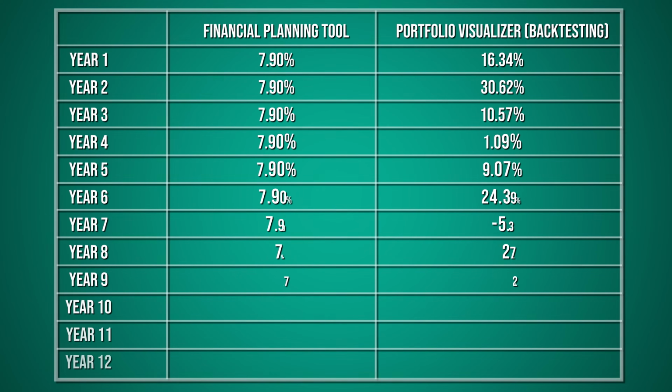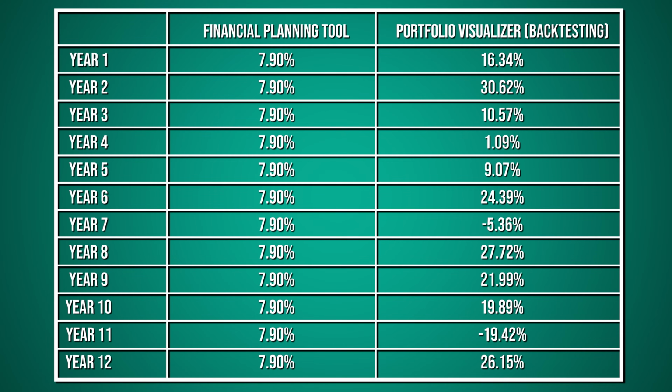Now, there's a second problem in financial planning tools related to investments, and that's the fact that financial planning tools use what's called straight line assumptions. And this is illustrated here. In the financial planning tool, using that same exact portfolio, the plan would show a 7.9% rate of return at the same rate each year, and I just put in an estimate of 12 years. Every year, it's going to show a 7.9% rate of return in the assumptions part of the plan.